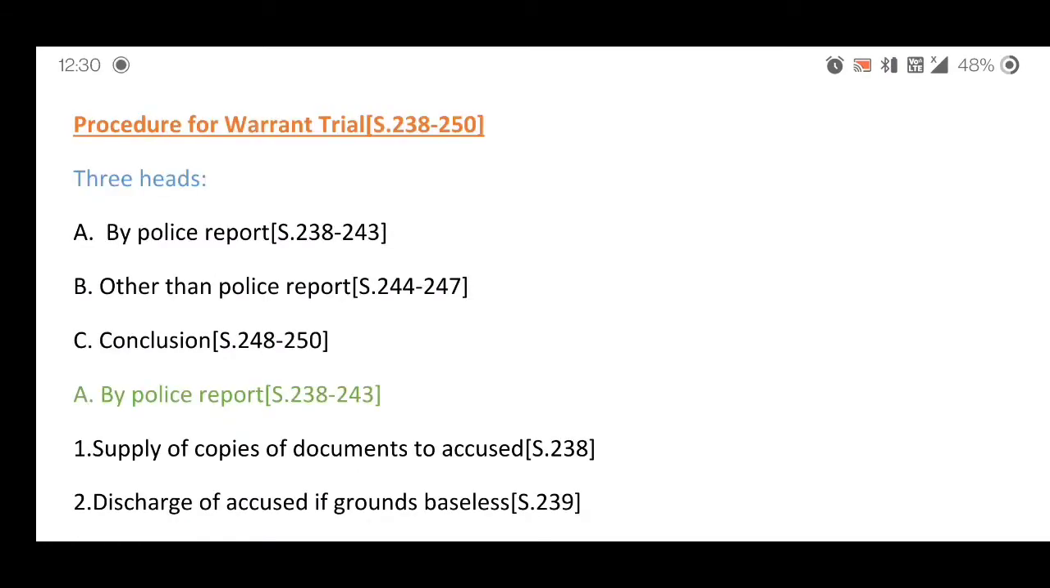Procedure for warrant trial. Sections 238 to 250 of CrPC tell us about the procedure to be followed while conducting a warrant trial. The warrant trial is mainly classified into 3 heads: by police report, other than police report, and conclusion. That is, how the procedure is followed when there is a police report, how it is followed when there is no police report, and the third part is conclusion, that is judgment.